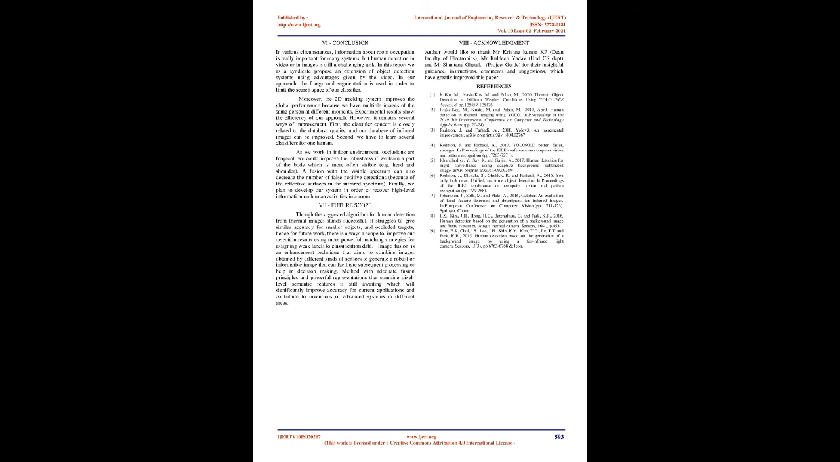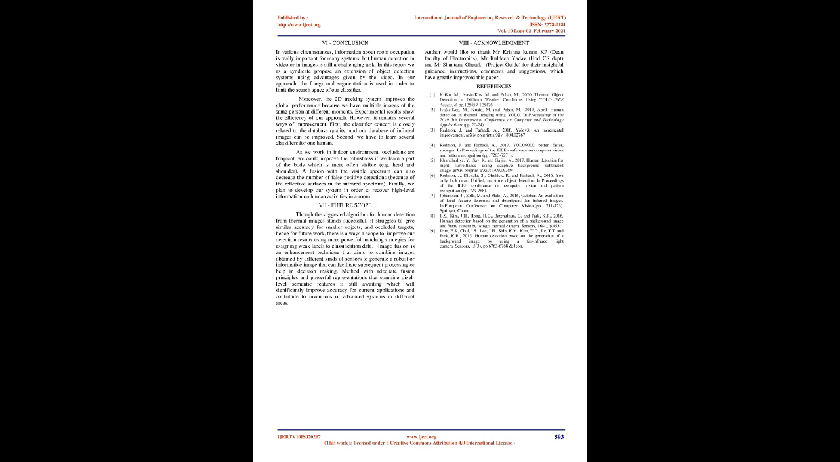However, several ways of improvement remain. First, the classifier performance is closely related to the database quality, and our database of infrared images can be improved. Second, we have to learn several classes for one human. As we work in an indoor environment, occlusions are frequent. We could improve the robustness if we learn a part of the body which is more often visible, e.g. head and shoulder. A fusion with the visible spectrum can also decrease the number of false positive detections, because of the reflective surfaces in the infrared spectrum. Finally, we plan to develop our system in order to recover high-level information on human activities in a room.